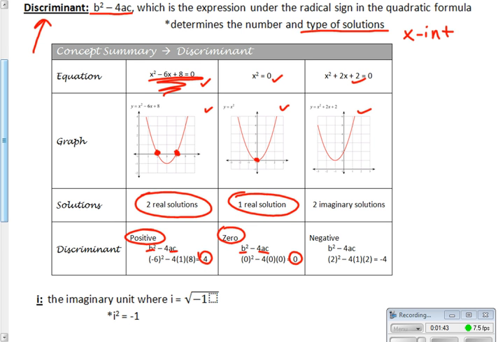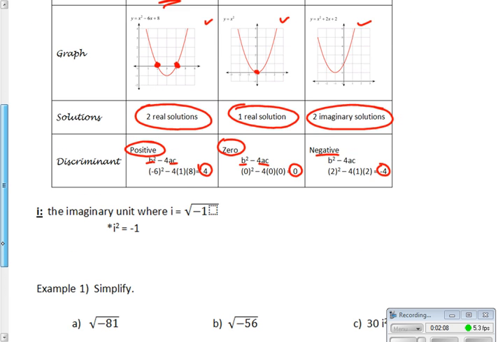Finally, in the last example here, notice our graph does not have any x-intercepts. So you come up with two imaginary solutions. You get a negative outcome. When you get a negative outcome, it's saying that you have two imaginary solutions, which is basically telling you the graph does not intersect the x-axis at all.